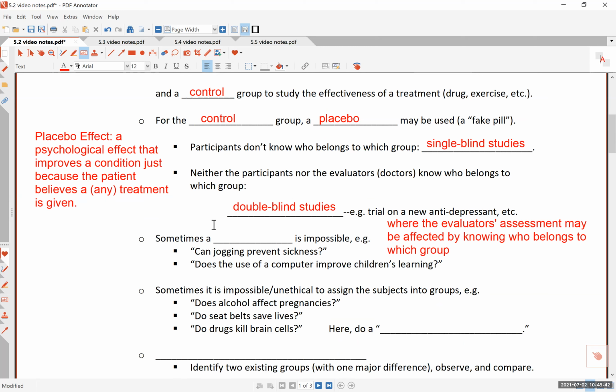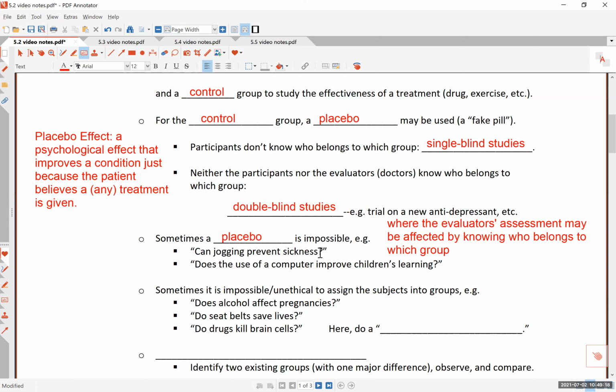Okay, so sometimes, however, a placebo is impossible. Okay, can you think of a situation or a study in which a placebo is just not possible? This may be laughable, this may be funny, but for instance, let's say you are interested in finding out if jogging would prevent sickness. Is jogging good for you? I think it is, okay, but let's say you want to have a scientific statistical study to prove that jogging actually prevents sickness and leads to better health. Okay, so what kind of a placebo can you give?